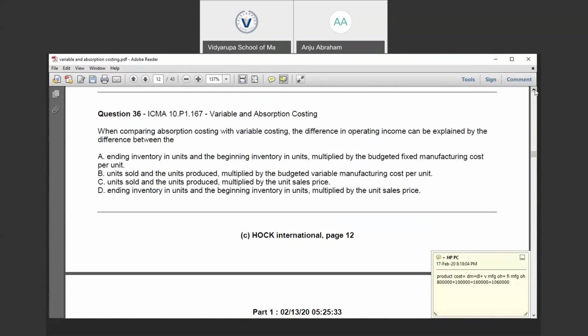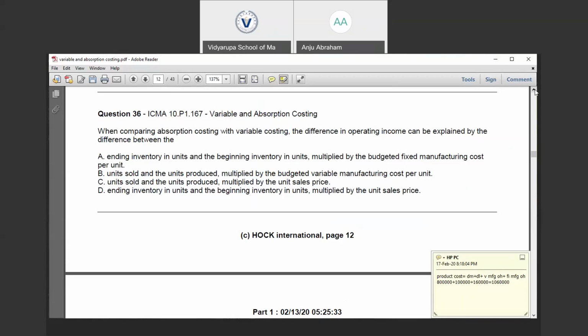Yes. Question number 36. When comparing absorption costing with variable costing, the difference in operating income can be explained by the difference between. We have discussed practical questions relating to this field. The theory is asked: when comparing absorption costing with variable costing, the difference in operating income can be explained by the difference between option A, ending inventory in units and beginning inventory in units, multiplied by the budgeted fixed manufacturing cost per unit. Option B, the units sold and the units produced multiplied by the budgeted variable manufacturing cost per unit.